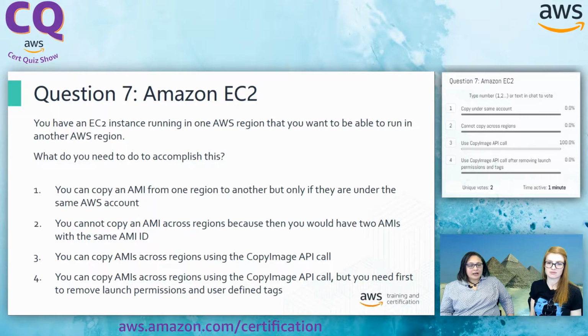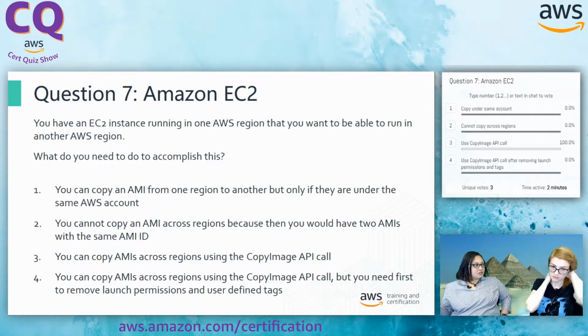It's the same. I guess the key thing about this answer is that you cannot have two AMIs with the same ID, but once you copy it, it actually creates a completely different ID. So that's out of our equation as well. You can copy AMIs across regions using the copy image API. I guess that sounds like the right answer here. And you can do it through the API or even through the console.